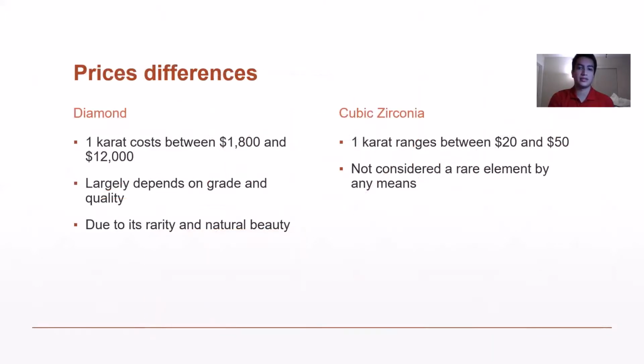The price differences are drastic. One carat of diamond can cost between $1,800 and $12,000. And it's largely because they are so rare and they are a natural beauty.